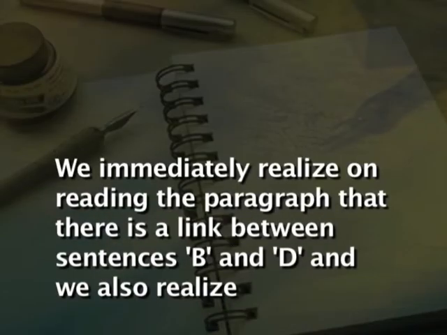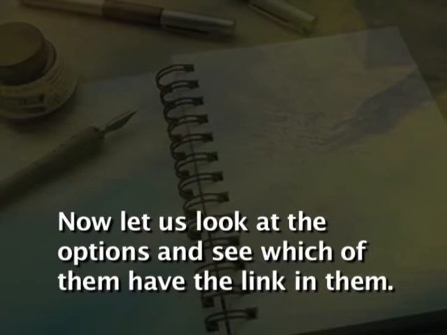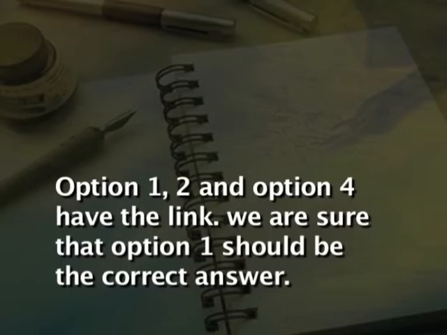We immediately realize on reading the paragraph that there is a link between sentence B and D, and we also realize that sentence B should come before sentence D, because sentence D describes the qualities of the northern star, constancy. Now let us look at the options and see which of them have the link in them. Option 1, 2 and 4 have the link. We are sure that option 1 is the correct answer. Now let us go to task number 2 of the murder scene.